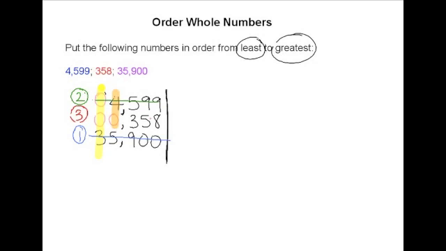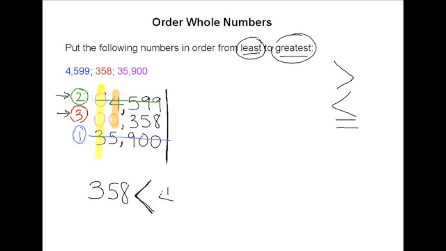So now I'm going to rewrite these three numbers as I did before using my greater than, less than, or equal to symbols from least to greatest as my problem asks. So my number 3 is my smallest number. That is the least value, 358. I'm going to use a less than symbol, and then I'm going to write the second number in order, which is 4,599. I'm going to use another less than symbol, and then I'm going to write my largest number, or the greatest number, which is 35,900.